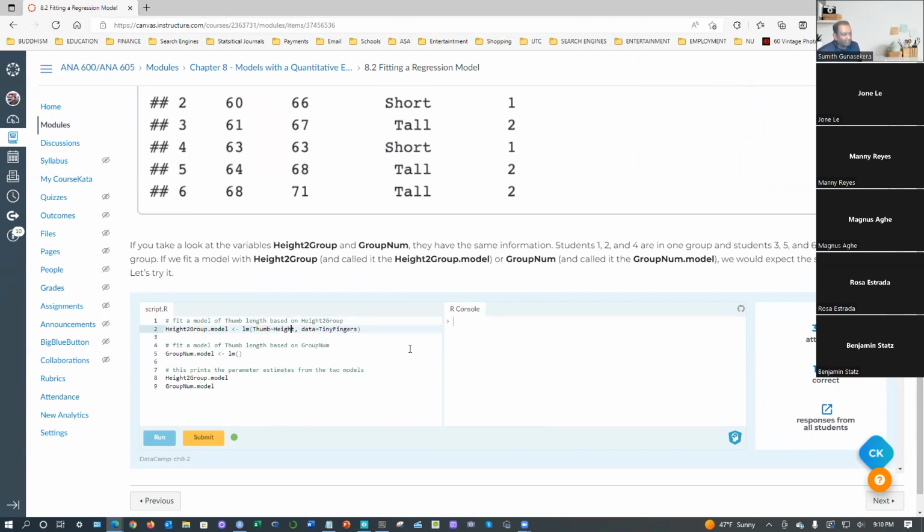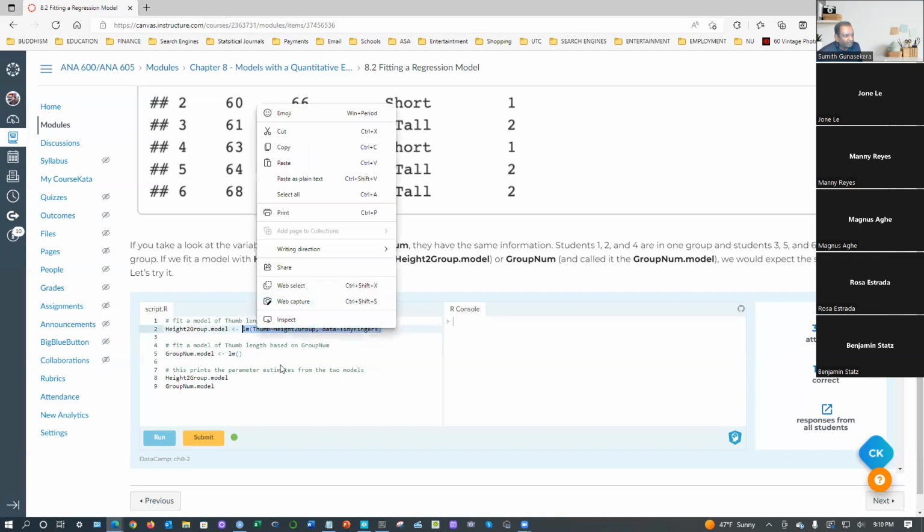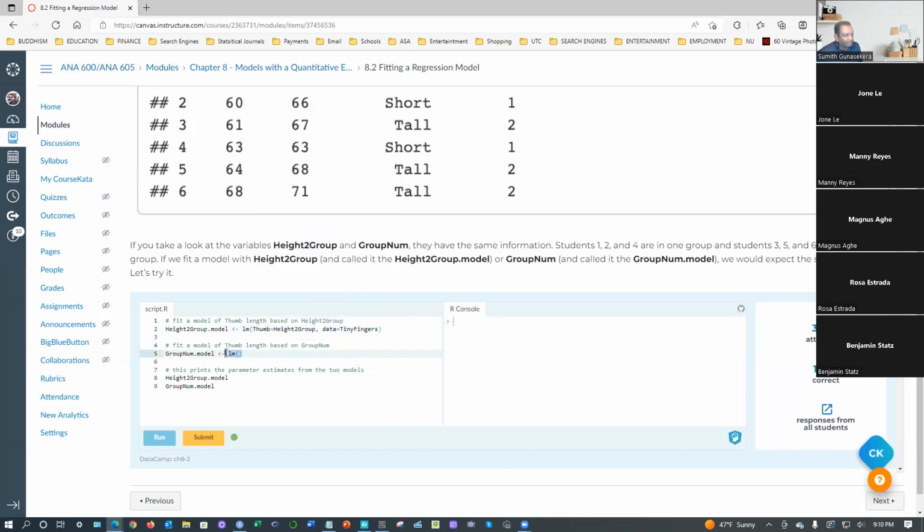And instead of height, I'm thinking categorical now: height to group. And the other one, group. This one with the other one. Height to group, instead of that one, I'm going to go to group num. This one now, and see whether they both produce the same result.